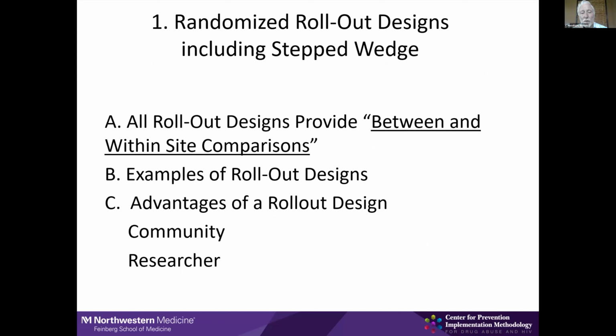So let's go to rollout designs, including the stepped wedge. There are three things that we're going to talk about today. One is that all of these have the following characteristic: they have both within and between site comparisons. I'll talk about what that means by showing some diagrams. The examples will be for different kinds of rollout designs, including stepped wedge design, but other ones as well. And then we'll look at what the advantages are from the perspective of the community as well as the researcher.